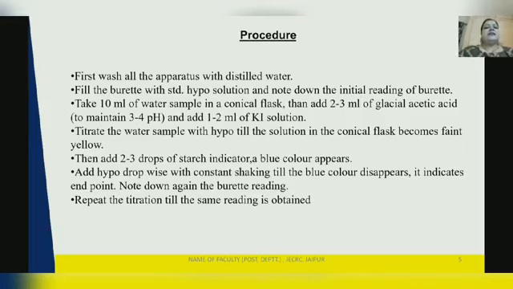Then titrate the water sample with hypo till the solution in the conical flask becomes faint yellow. Then add 2-3 drops of starch indicator. A blue color appears. Add hypo drop by drop with constant shaking till the blue color disappears. It indicates the end point. Note down the burette reading again. Repeat the titration till the same reading is obtained, that is, till the concordant reading.